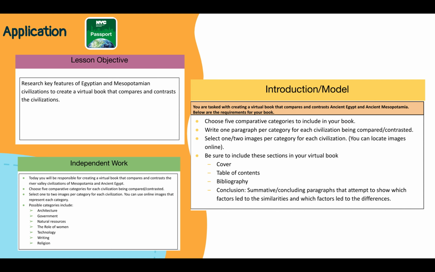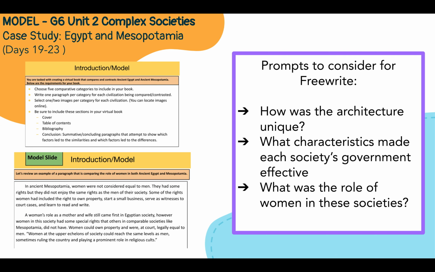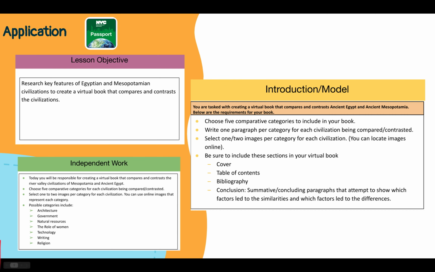In Passport to Social Studies, there is a great opportunity to use the free write writing technique. We have a case study in which we have to pick 5 different categories and analyze them using details that we've learned about as well as resources. In Unit 2, Complex Societies, days 19 through 23, we have a case study of Egypt and Mesopotamia. We have to choose 5 of these possible categories, or maybe ones that are not even included here.